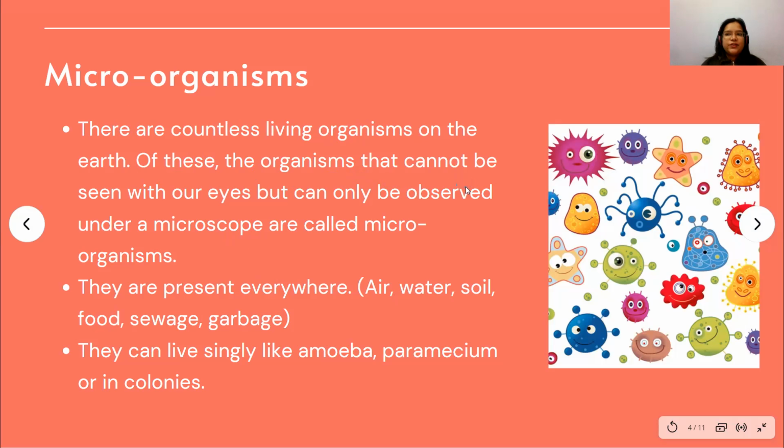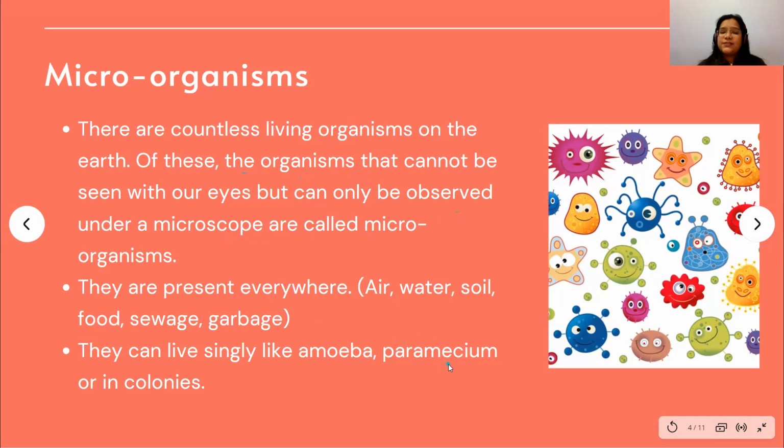So what are microorganisms? We will just look into the definition. Microorganisms are countless living organisms on earth, and these organisms cannot be seen by our eyes. They can be observed only under the microscope. They are very small and very tiny, and that's the reason they are called microorganisms. And they are present everywhere around us: air, water, soil, sewage, garbage, whatever you can think of, they are present there, even in our bodies, right?